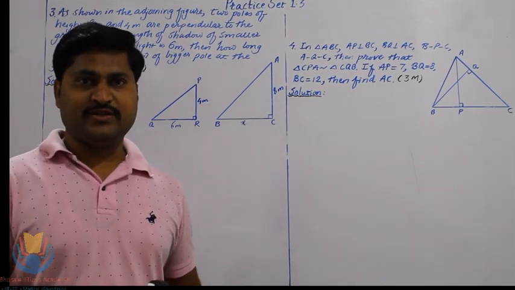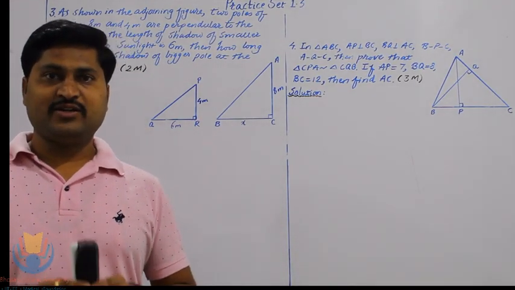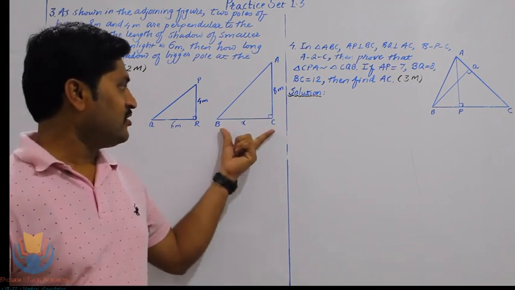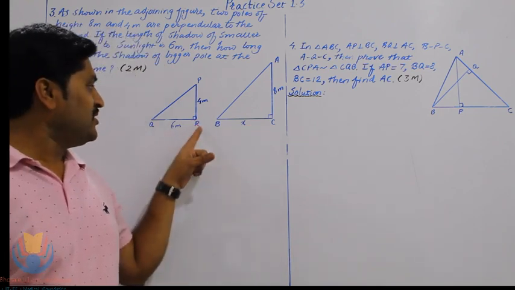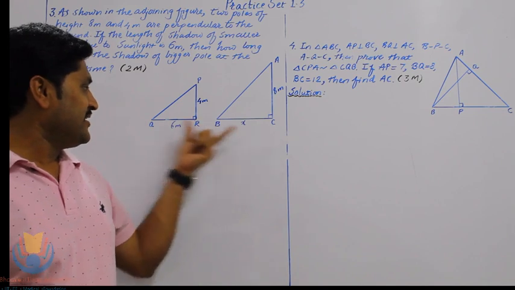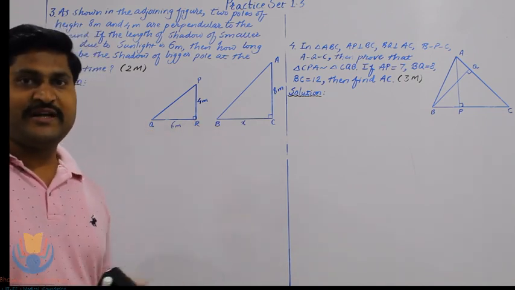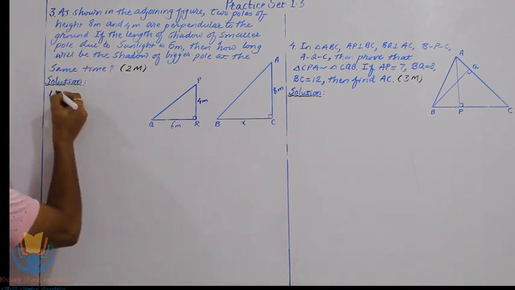Let's start question 3. Here the lengths of two vertical poles are given and the length of the shadow of one of the poles is also given, and we have to find the length of the shadow of the other pole. As you can see here in the diagram, this AC and PR represent the bigger and smaller poles, and this BC and QR represent their shadows respectively. The same we have to write in the solution. So let's start.